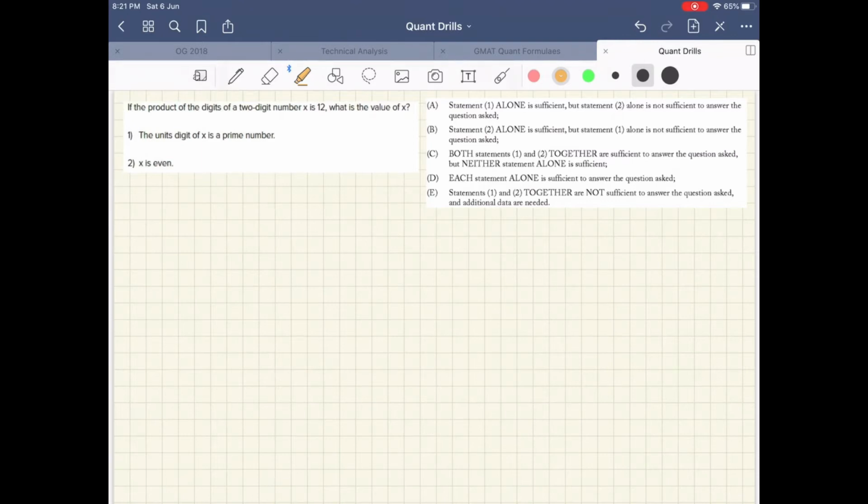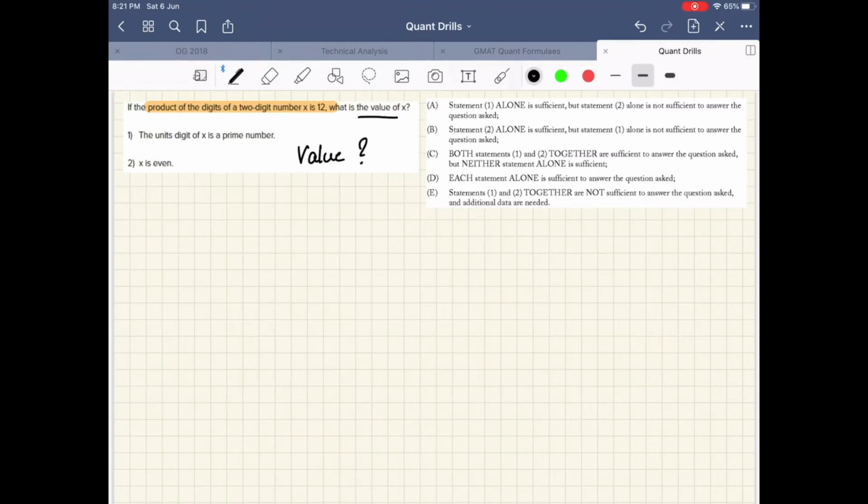Okay, so this is a pretty easy question. If the product of the digits of a two-digit number x is 12, what is the value of x? So the product of the two digits is 12 and we need to find out the value. So this is basically a value question.